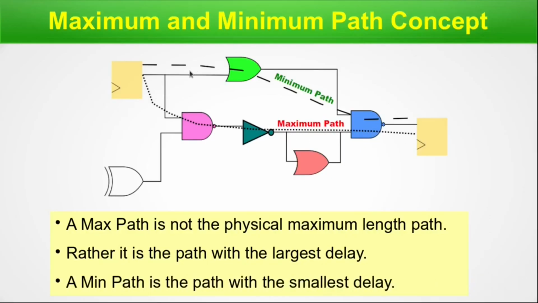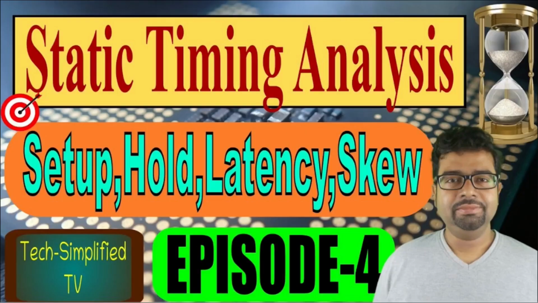A minimum path is the path with the smallest delay. So here we can see the minimum path. Since in this path the most number of gates are there, it is considered a maximum path, and here we have the least number of gates and delay, so we call this a minimum path. So guys, we are done with this particular slide.